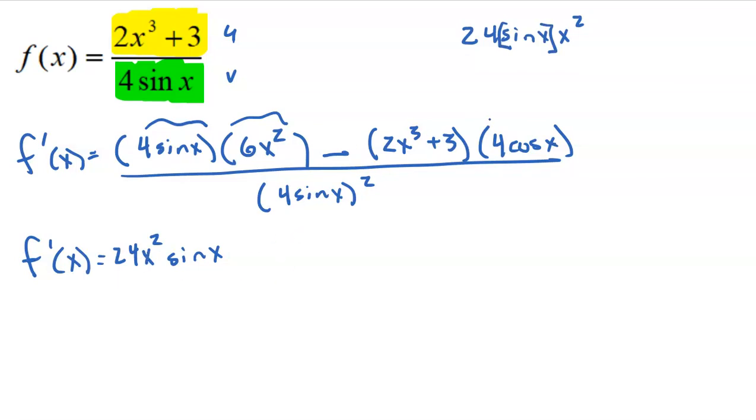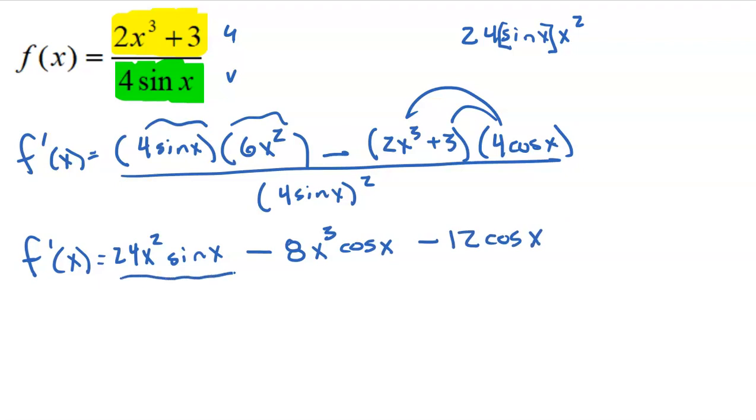All right, back here, I mean, I guess I could distribute. I got to be careful to distribute this, and then don't forget about that minus sign. So it's going to be minus 8x cubed cosine of x minus 12 cosine of x. Okay, again, it's not very pretty, but it works.